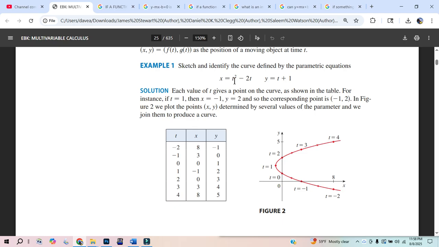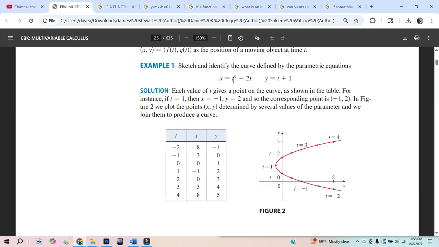Now I'm going to do the other thing. I'm going to go negative 1. Negative 1 squared is 1. And then negative 1 times 2, minus is going to be plus. So we got minus 2 times negative 1 is going to be plus 2. So I have 1 plus 2 is 3. So at negative 1, I'm at 3. Position of 3 in the x direction: at negative 1 second, I'm going to be at 3. At 0 seconds, I'm going to be at 0. At 1 second, I'm going to be at negative 1.